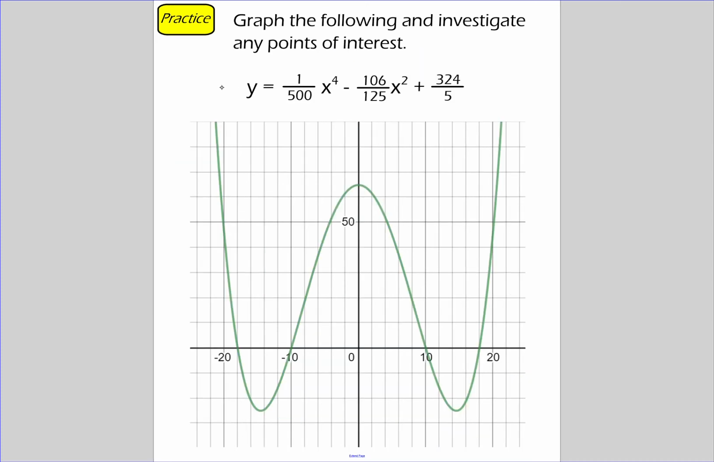In the next example, take a second, pause the video. What do you notice? What do you wonder?